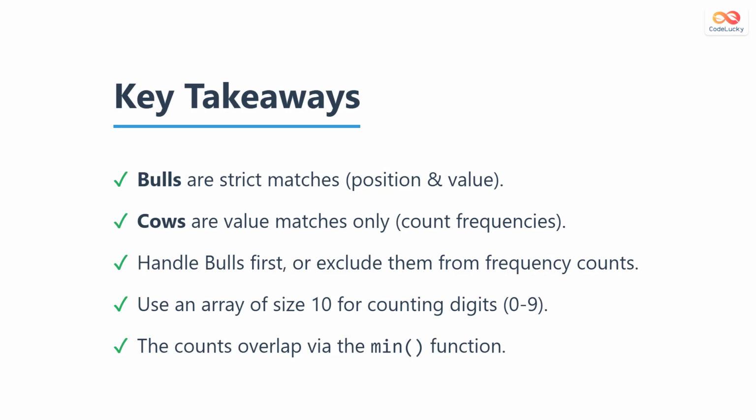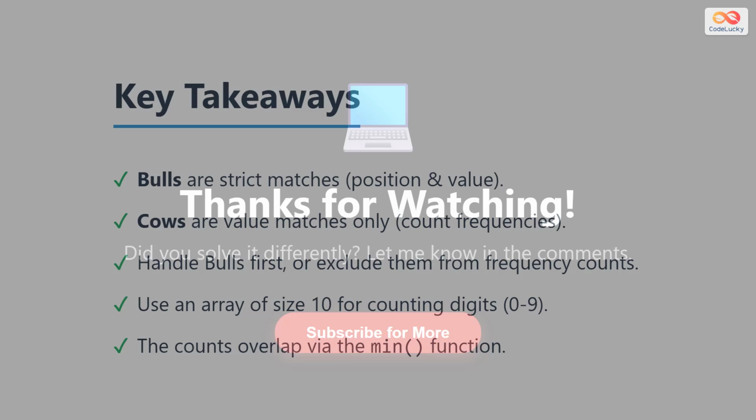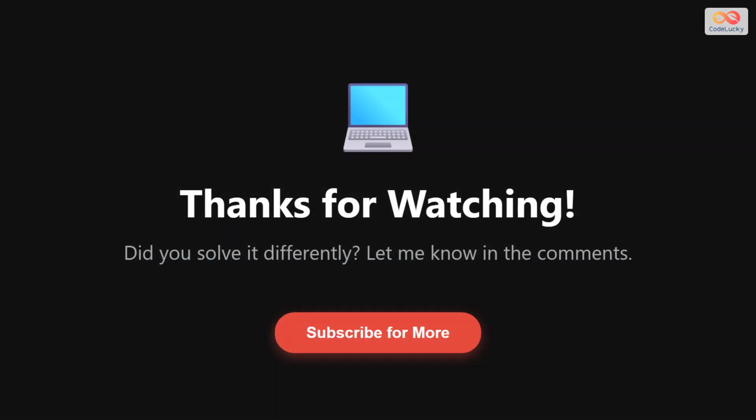To summarize, always prioritize exact matches first. Use frequency arrays or hash maps to count occurrences for the partial matches. And remember that the number of cows is determined by the overlapping counts between the two strings. I hope this explanation made the bulls and cows problem clear.